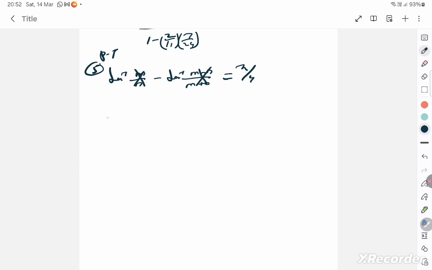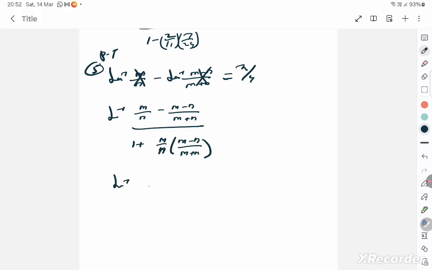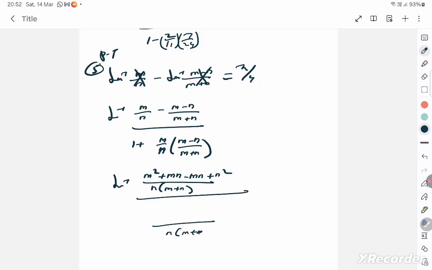Tan inverse of, is it with a plus or a minus? Am I writing the question correctly? Yeah. So tan inverse of m minus n by m plus n by 1 plus m by n into m minus n by m plus n. So tan inverse of n into m plus n, be m square plus mn minus mn plus n square by n into m plus n.